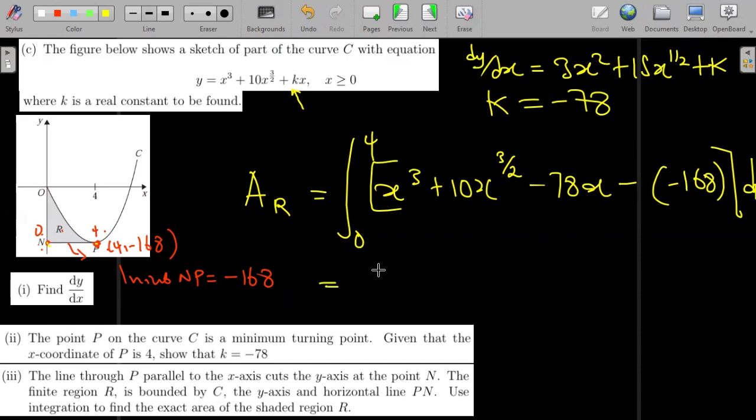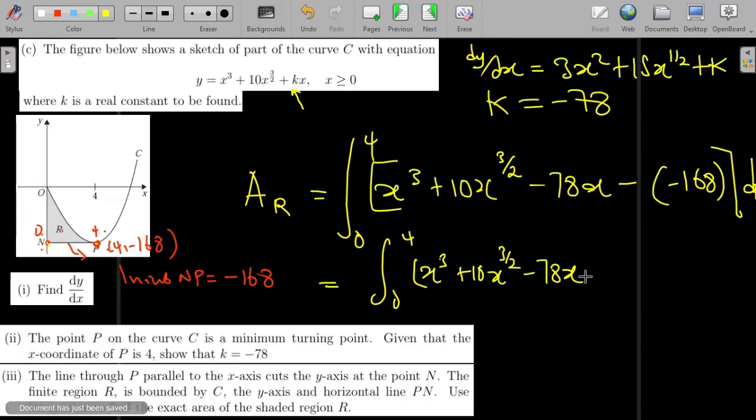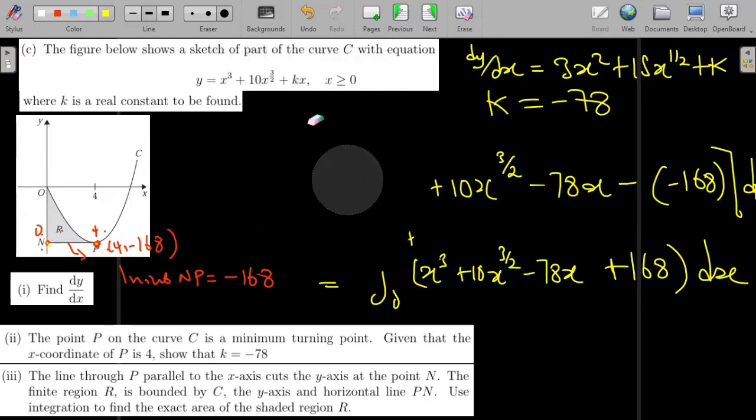So it will be equal to the integral from 0 to 4 of x to the power 3 plus 10x^(3/2) minus 78x, and then minus minus 168, so I'm just going to have plus 168. We haven't yet integrated. And then now we can integrate this. Okay, so I'll erase what I have on top.